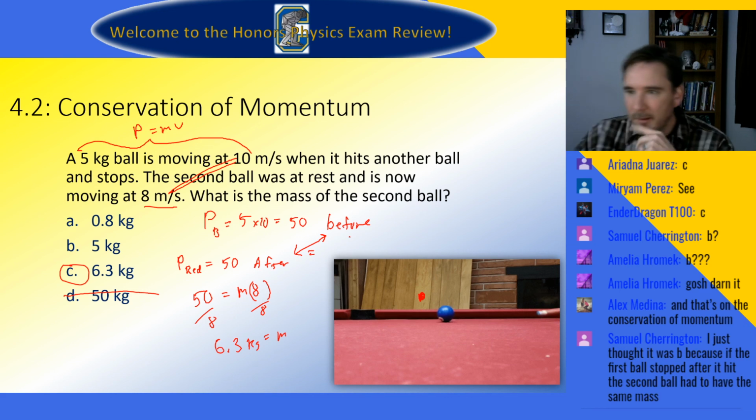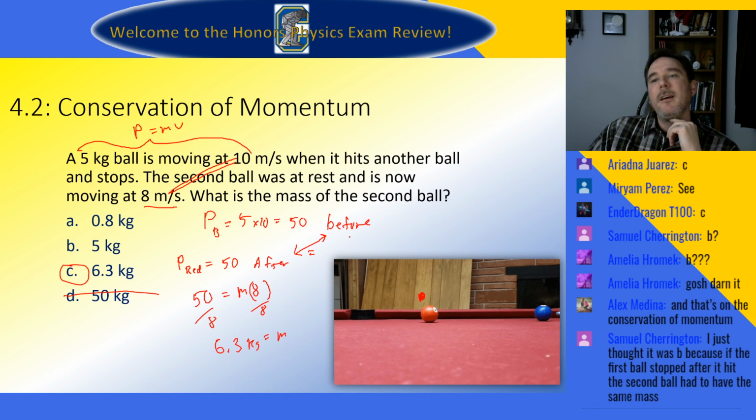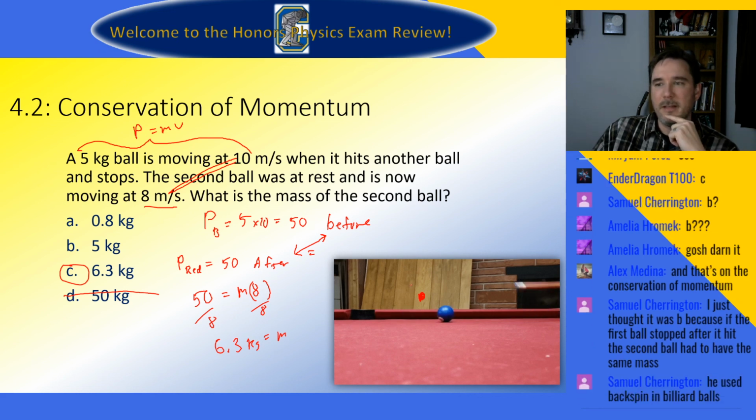I just thought it was B because the first ball stopped, so the second ball had to have the same mass. Yeah, I might have messed you up a little bit because the picture is two billiard balls, but I won't do that in the test. But wait, not necessarily. That's good thinking though, Sam. Honestly, that's really good thinking. But do the numbers and then we'll see how it goes, just to make sure, because it's not always the case.